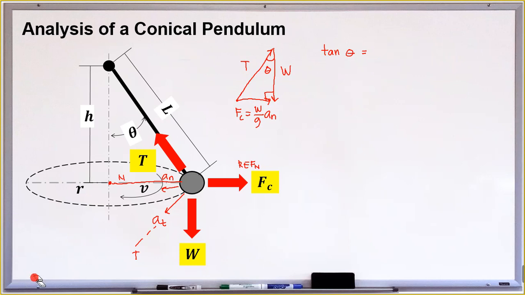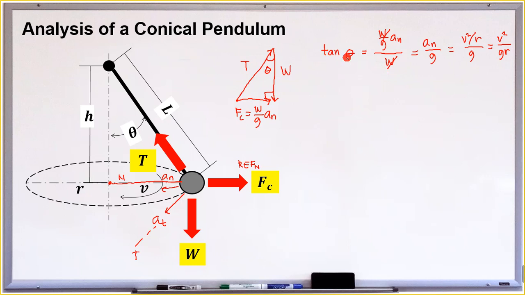Tangent is opposite over adjacent. So the opposite of the angle is the centrifugal force, which is equal to W over g times the normal acceleration, over the weight. So the weight cancels, and we only have normal acceleration over gravity. The normal acceleration is V squared over R, so therefore we have the relationship tangent theta equals V squared over gR.